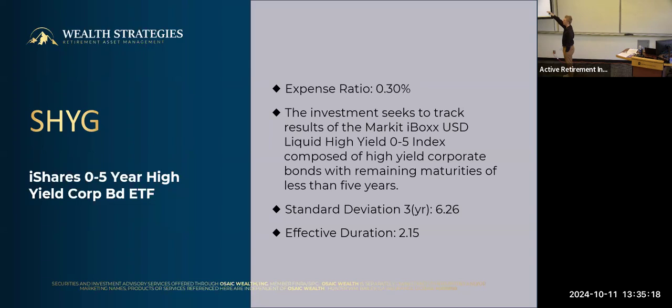Again, low duration. We just don't really like high duration bond funds because once a long-term bond fund goes down in value, it takes a lot for it to come back. They really struggle at recovery. So again, 2.15 effective duration. Yes, they are a little bit more sensitive because they're lower credit quality, but we're getting higher yields to compensate for that.